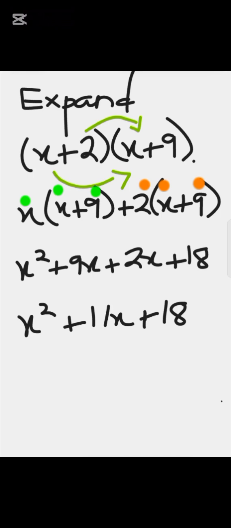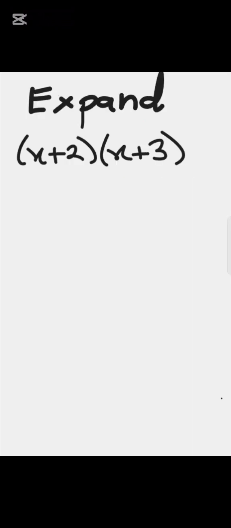Now let's try a different example. So the first term gets to multiply the whole of the second bracket. Now take note, this time around we are not going to write all the terms, so we are just going to multiply them straightforward. So x multiplies the whole of this bracket, and then the 2 also multiplies the whole of the next bracket.